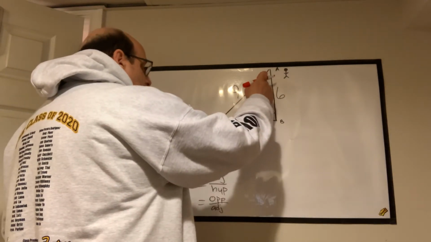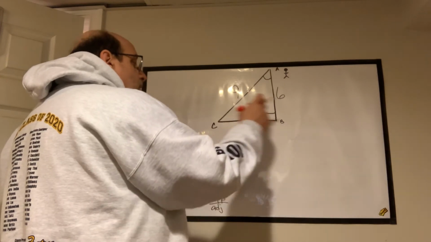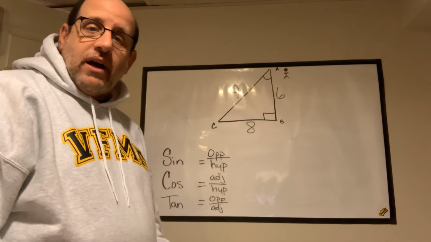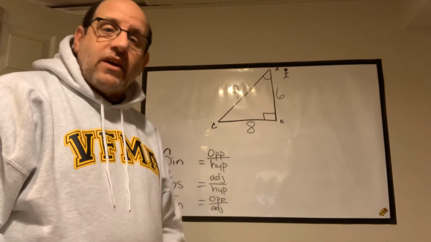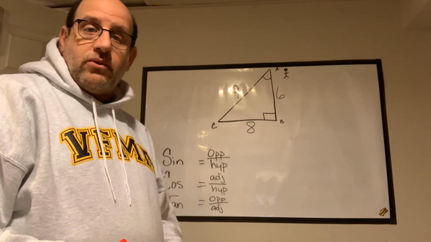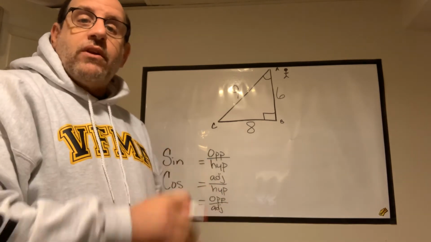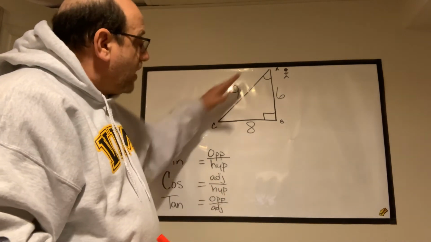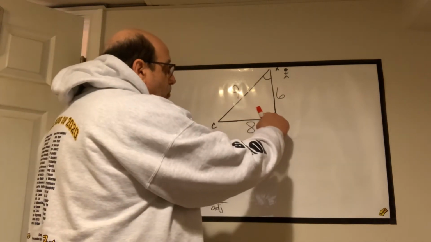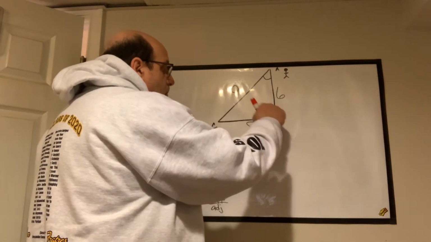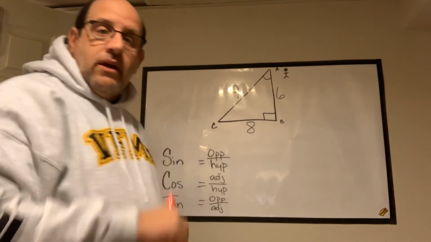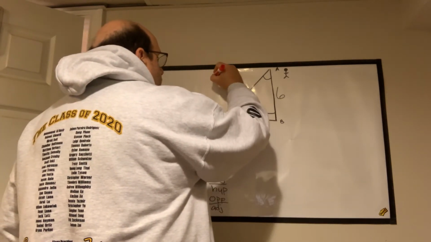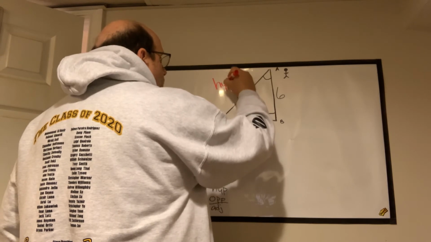The side, if we're looking at naming these sides, right, there has to be an opposite side, there has to be an adjacent side, and there has to be a hypotenuse. Now, every time you see a right triangle, just know that the slanty side, or the side that's directly across from the right angle, is called the hypotenuse. This is the hypotenuse.